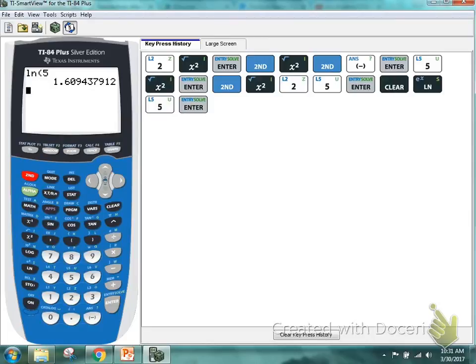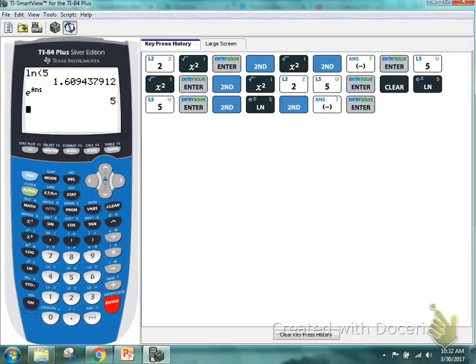Now, I'm going to take E. Watch what's about to happen. I'm going to take E to the power of 1.609437912. Enter, and it gives me 5. So that's basically the same as the square. They have the exact same relationship as square roots and square powers. E's and natural logs are inverses of one another. They cancel each other out.